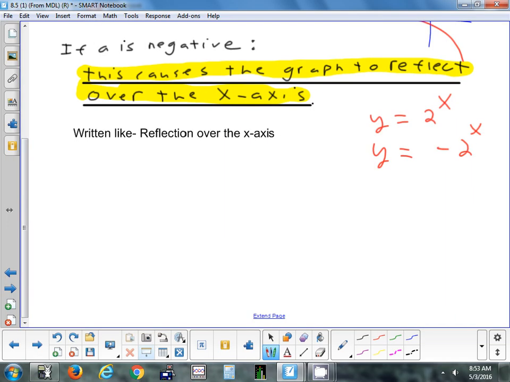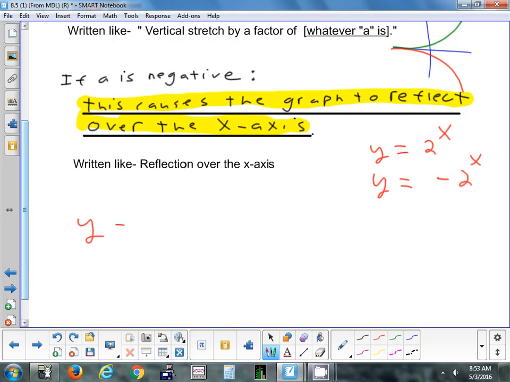All right, now, let's say you had something like this, and you had something like that. There's two things happening. Who can tell me what the 3 does? What's that word we use to describe it? Just the 3, not the negative. The 3 is a vertical stretch by how much? 3. This is a vertical stretch by 3. That's the first thing. And now, what's the negative going to cause to happen? That's going to cause a reflection.